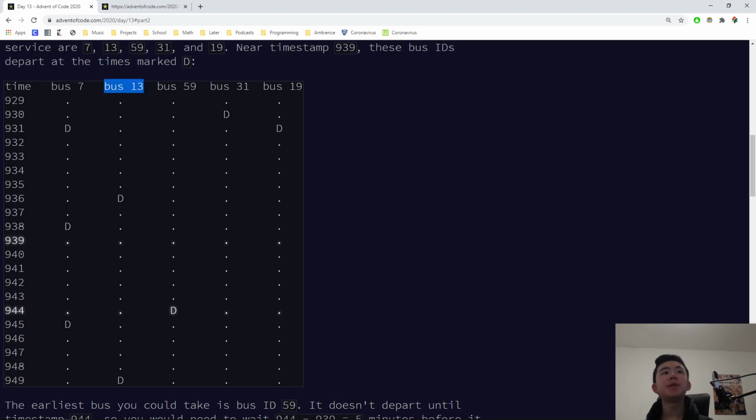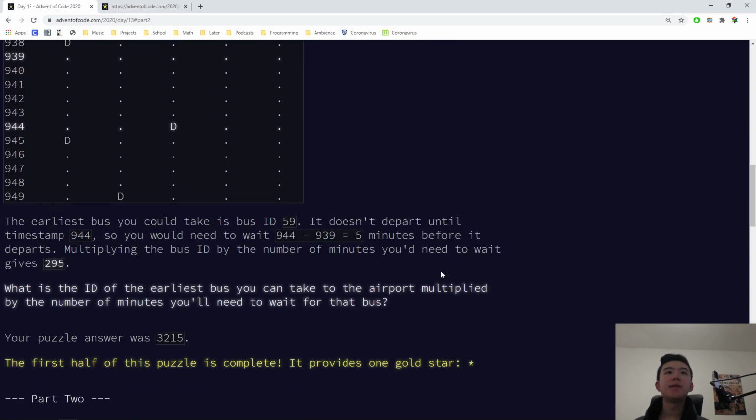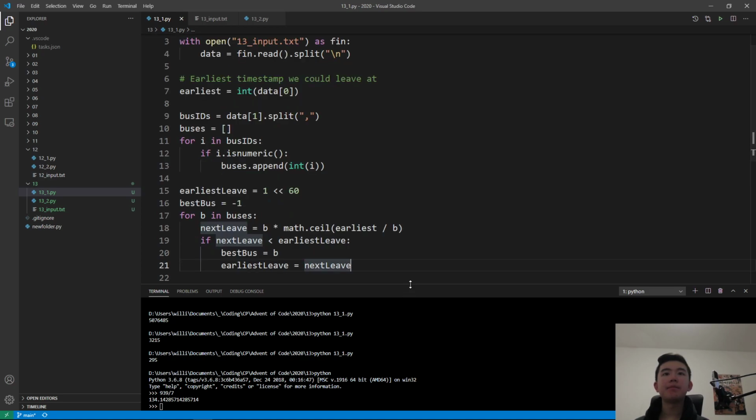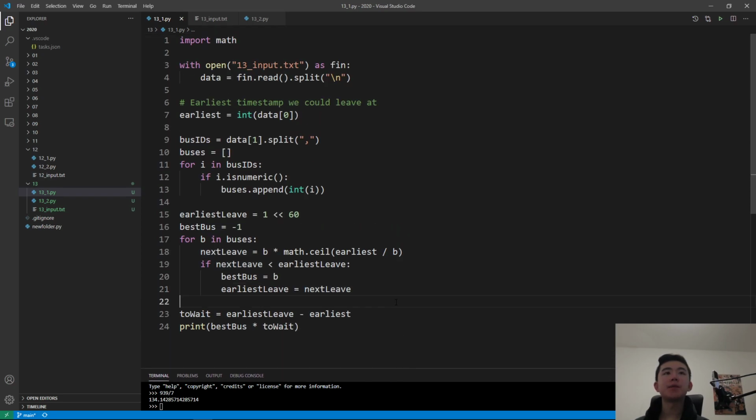For bus 13, we do a similar thing. We do 939 divided by 13, which gives us some non-round number, and then we round up, which gives us 949. And then for 59, we do the same thing. We get 944, and repeat for all the other buses, and we just choose whichever one is the earliest. So that's pretty simple. I guess I could go through the code and explain which part is analogous to what.